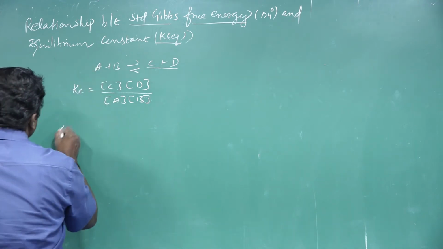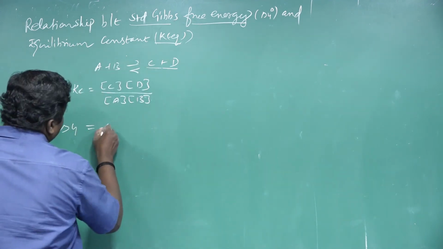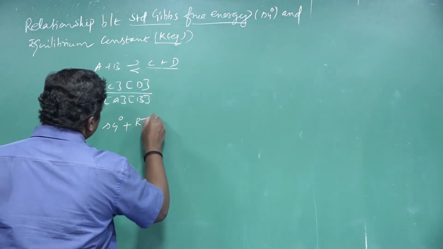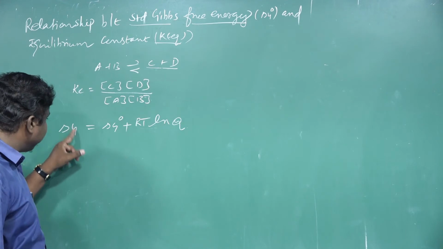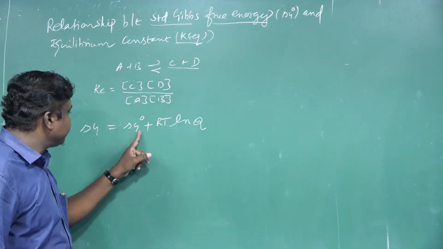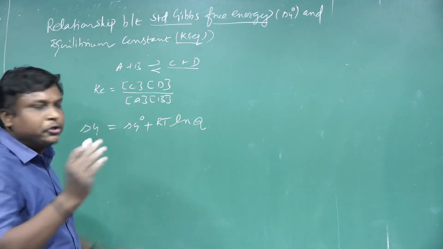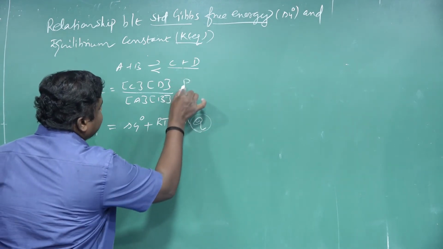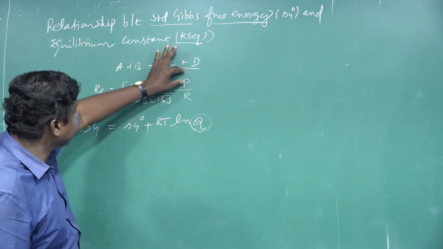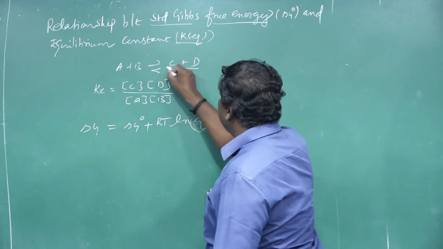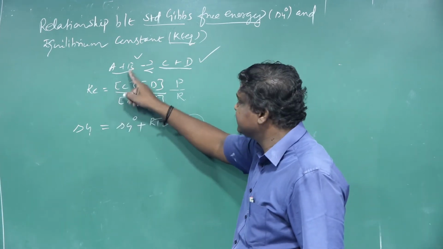We know that del G, the change in Gibbs free energy, is equal to del G naught plus RT ln Q, where del G naught is the standard Gibbs free energy. Q is nothing but the concentration of product divided by the concentration of reactant. So C plus D is the product, and A plus B is the reactant.